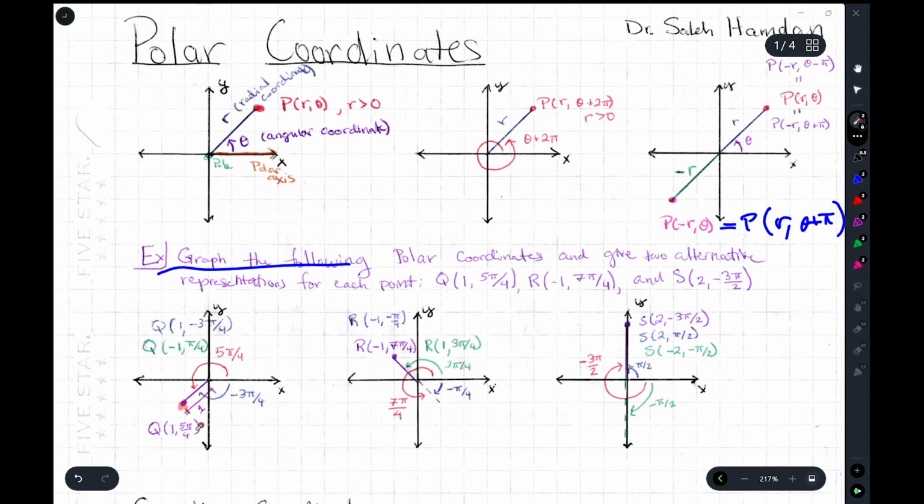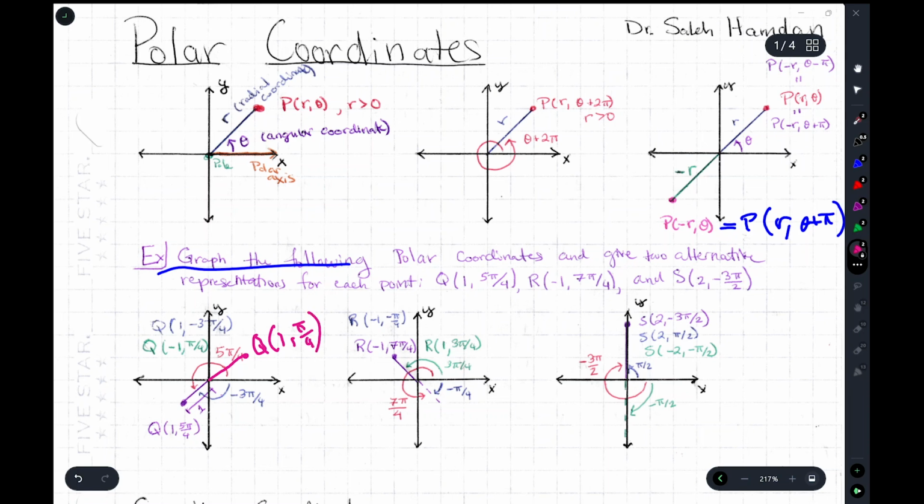But we could have done this a different way. Notice that we could have also represented it as 1, and instead of winding counterclockwise, we could have wound clockwise, which is in the negative direction, and used negative 3 pi over 4. Alternatively, we could have gone to Q(pi over 4). So here over here would be Q(1, pi over 4).